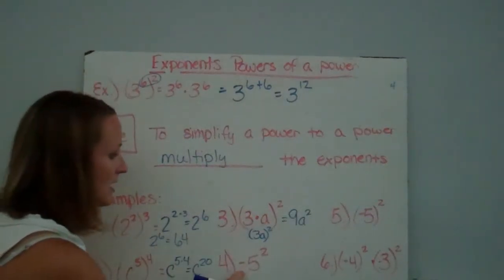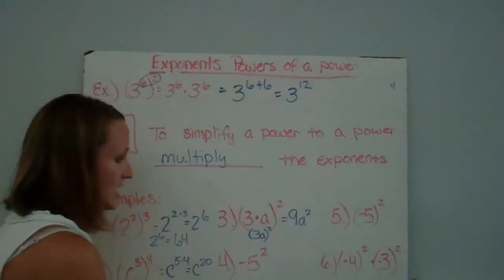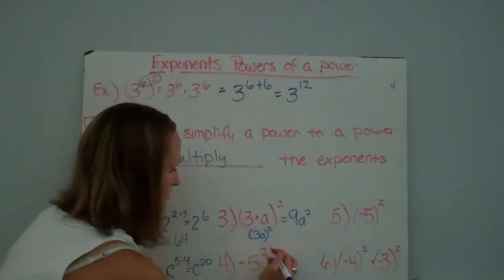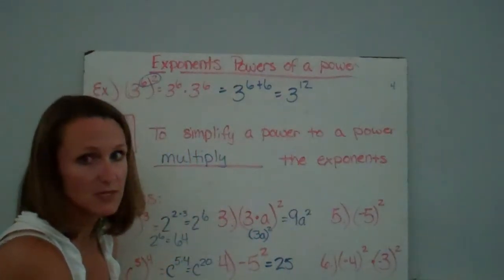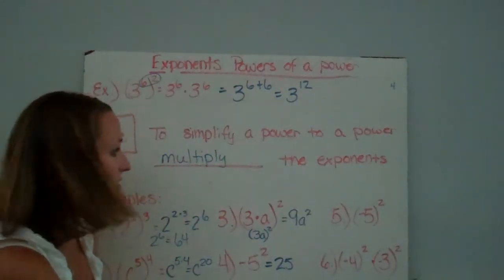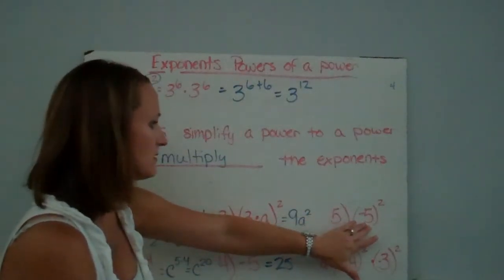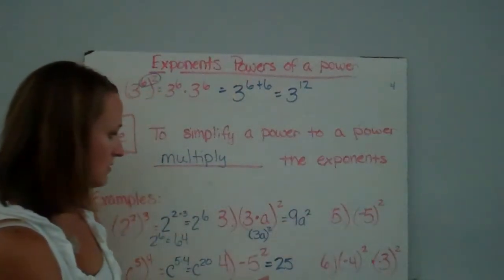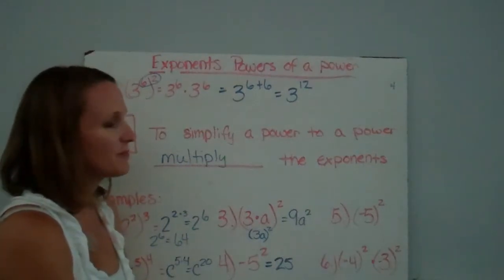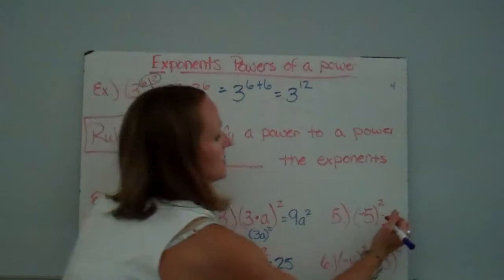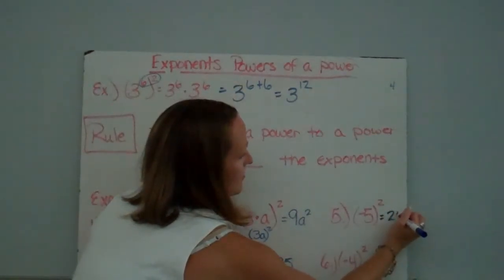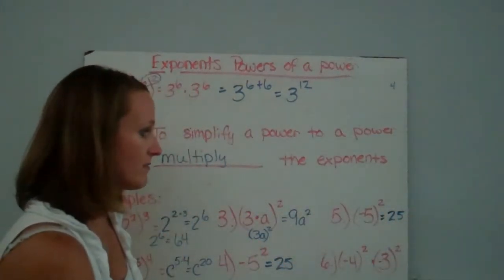What about here? Negative 5, squared. Well, that's just negative 5 times negative 5, or 25, because remember, negative times a negative is a positive. What about this one? The negative 5 squared. Well, it's written a different way, but does it actually change your answer? No. You still do negative 5 times negative 5, which gives you positive 25.